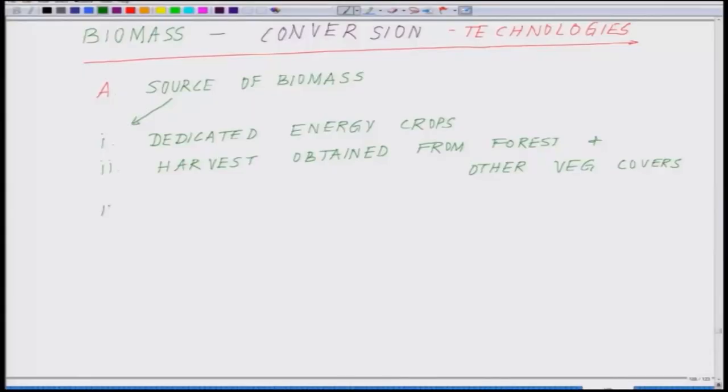There is a third form of biomass, which I am now highlighting, which is basically biomass from waste, in the form of sludge.